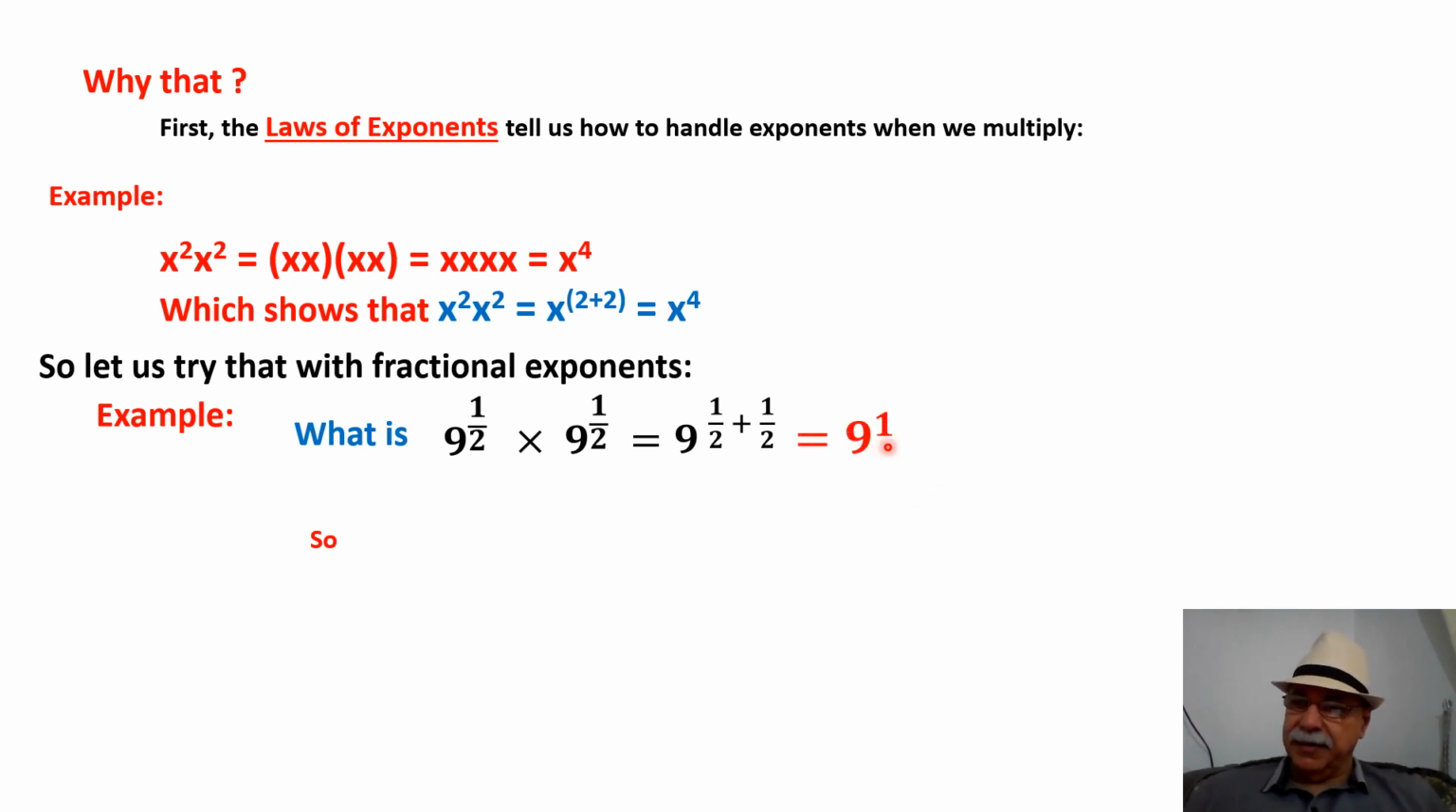9 to the power 1, because this one is coming from adding half plus half, which is 1. That's why I write it in mathematical algebra. You must not write it like this; I write also 9, just only 9.